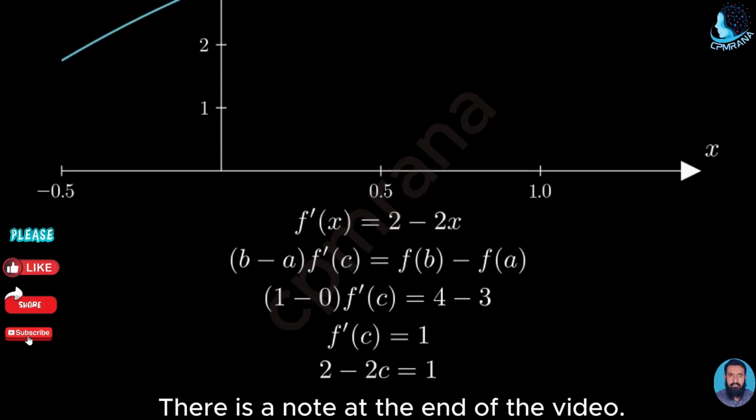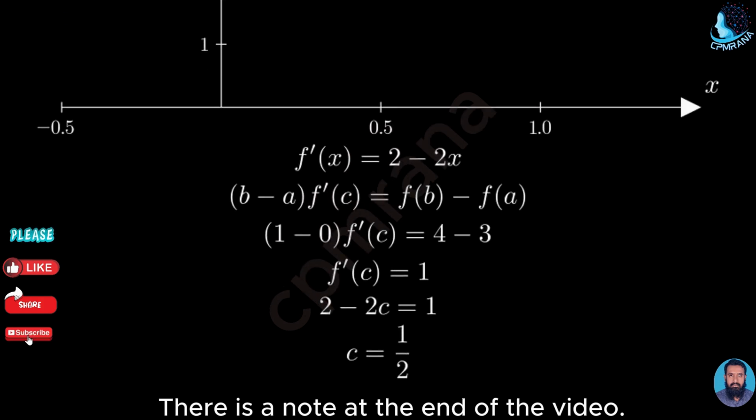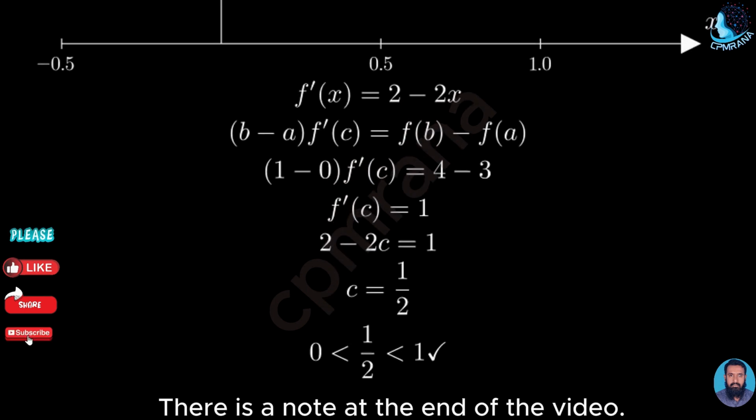Since f'(c) = 2 - 2c, we can write 2 - 2c = 1. Solving for c, 2c = 1, therefore c = 1/2. At x = 1/2, the tangent line to the curve has the same slope as the secant line. We can verify that 1/2 is indeed between 0 and 1, satisfying the mean value theorem.